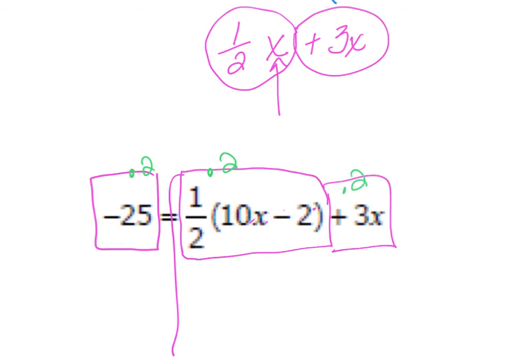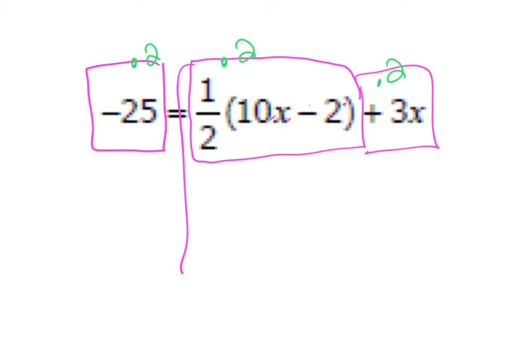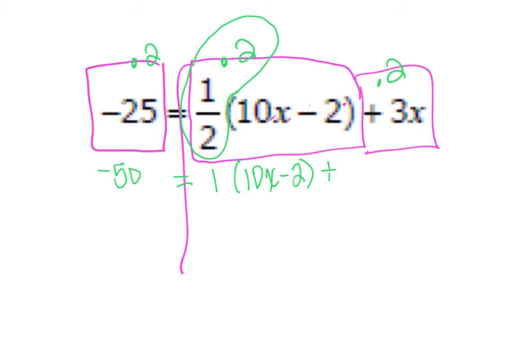Now, so negative 25 times 2 is negative 50. When I multiply here, again, the parentheses protect what's inside. So I'm doing 1/2 times 2. 1/2 times 2 is just 1, okay? And technically, we don't even need to write that. This would be plus 6x, because 1 times all of this is just all of that. So technically, I just write negative 50 equals 10x minus 2 plus 6x.